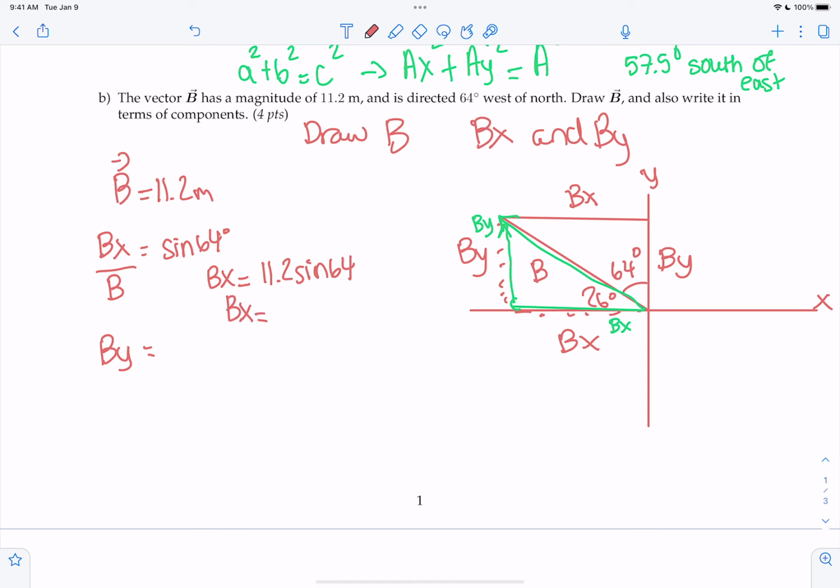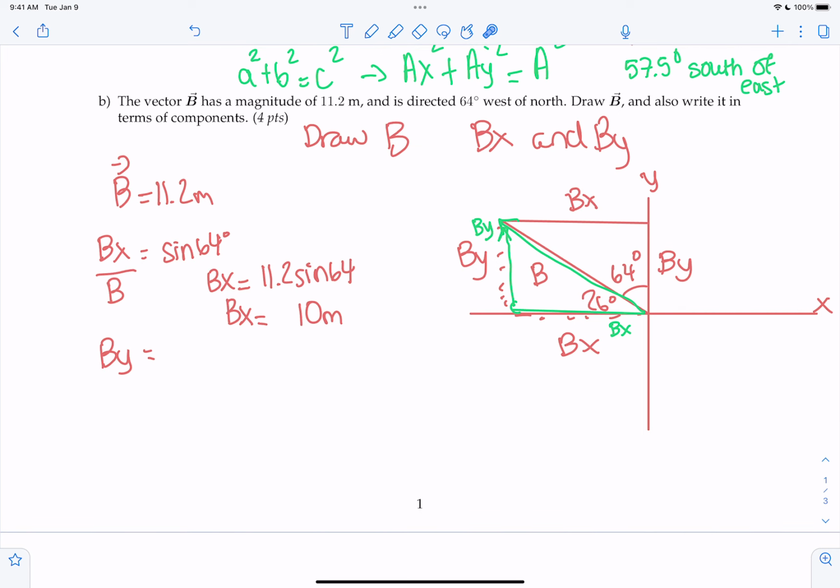So for bx, we should get somewhere around 10 meters for that answer. And then once again, we'd have to adjust our final answer for the direction that we're looking at, right? So since this is in the negative x direction for bx, you have to add a negative 10. So 11.2 times sine 64 is only going to give you the magnitude. The direction is up to you to recognize that I'm in the negative x direction, right? So you have to add a negative 10 there by yourself.